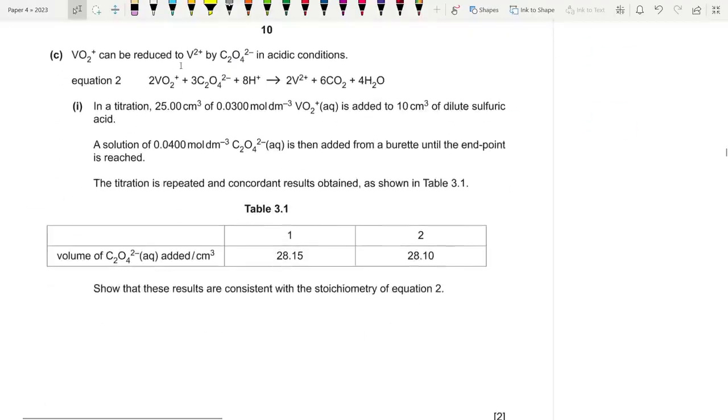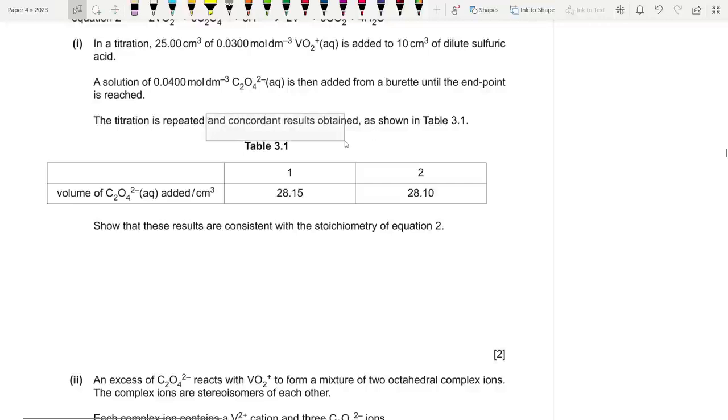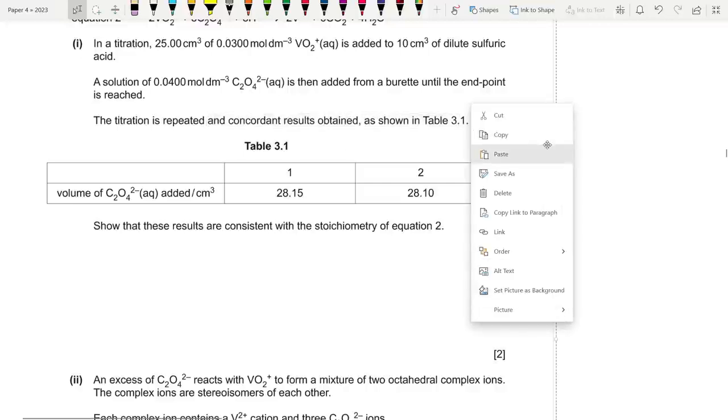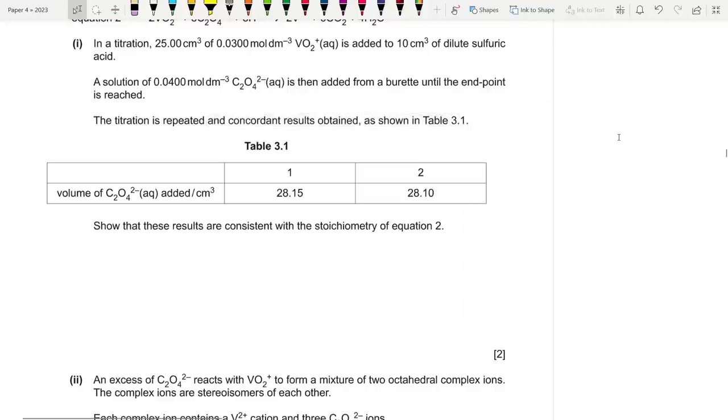VO2+ can be reduced to V2+ by C2O4 2- in acidic conditions, the ethanedioate ion basically. So this is the reaction in the titration. 25 cm³ of 0.03 mol per dm³ VO2+(aq) is added to 10 cm³ of dilute sulfuric acid. Acid basically acts as a catalyst. A solution of 0.04 mol per dm³ ethanedioate is then added from the burette until the endpoint is reached. The titration is repeated and concordant results are obtained. Concordant, what does this mean? This is important for paper 5. Results which are within 0.10 cm³ of each other. Show that these results are consistent with the stoichiometry of equation 2.